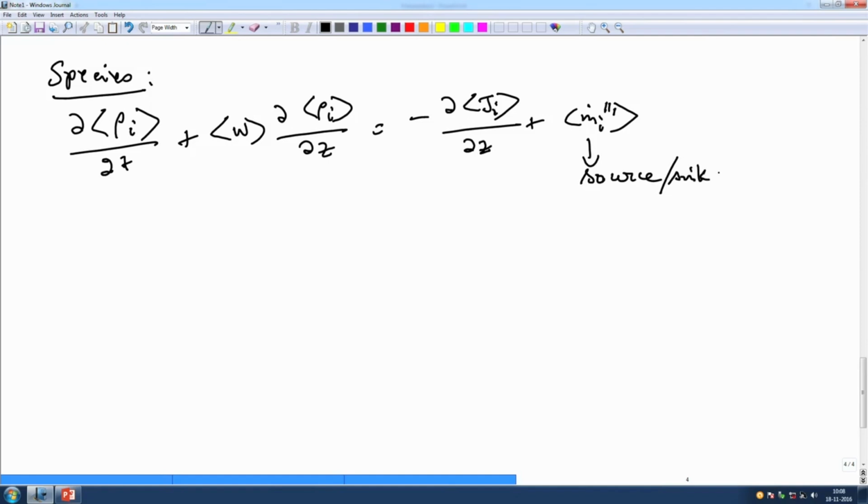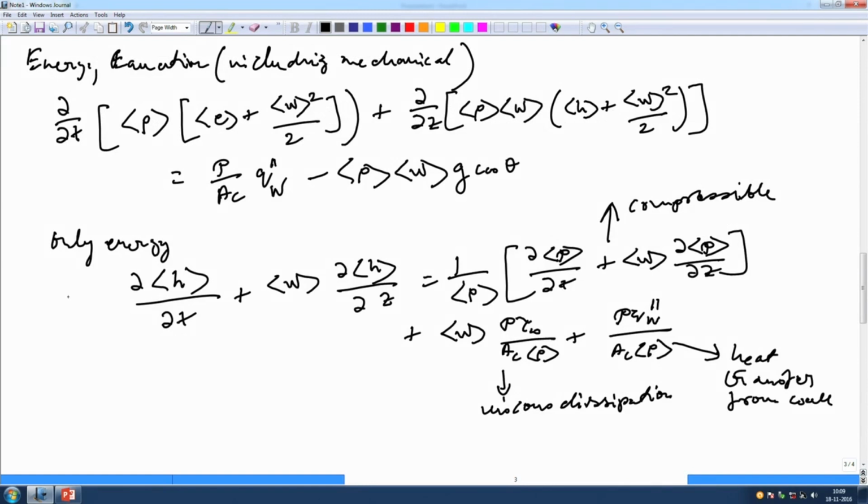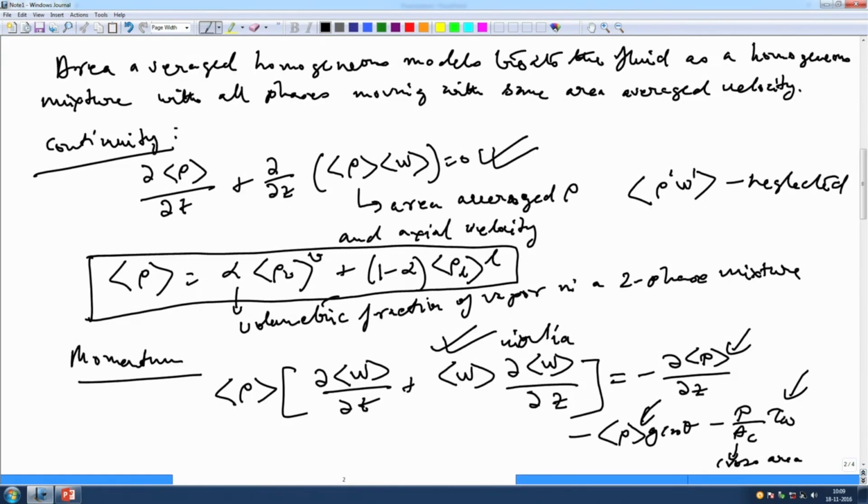Now, what is the source and the sink term? Some species may be transferred. That means, if you have a transfer from the liquid to the vapor phase, for example, that is a species transport. If a chemical reaction is going on, that is a species source and sink. This is basically nothing but the diffusion term. So, this shows this entire band of equations that we have. If we go to the previous one, this is energy, and before that, this is the continuity and this is the corresponding momentum. All these are written now for the area averaged case.